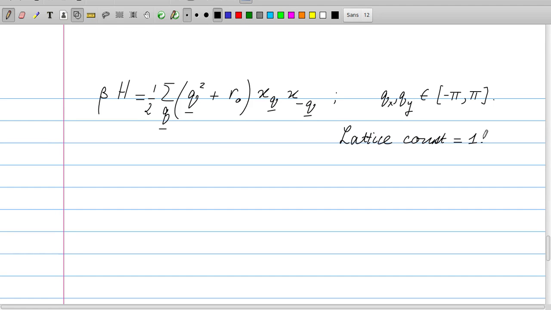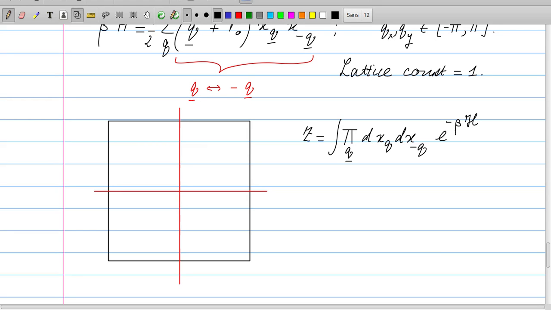So this tells us that the lattice constant is 1. Now a very important thing to note is that in this Hamiltonian, this term in the summand is symmetric under replacing q by minus q. So if we reverse the q's, then this term doesn't change at all, because there is an xq and there is an x minus q, and the q squared obviously is insensitive to this operation.